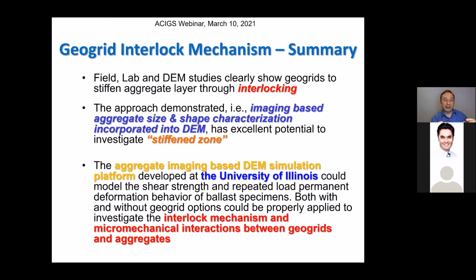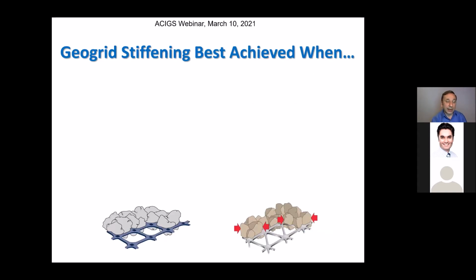properly simulating the size and shape of the aggregates and that of the geogrid, right? We can play a lot of games, and we can do a lot of what if scenarios with this kind of a discrete element tool, which indeed we have been coming up with a lot of conclusions from.